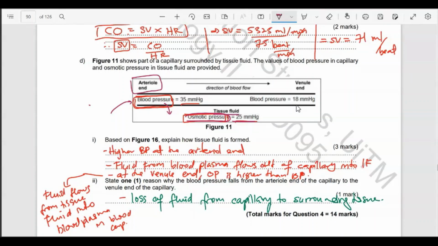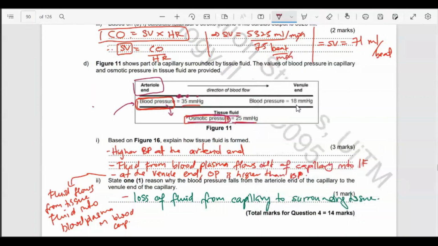So as you know, the feature of blood capillaries is that it is porous, it has pores. And it is also one-cell thick. So this causes the fluid, or the water from the plasma in the capillaries, to flow out of the blood into the tissue fluid. It becomes part of the tissue fluid or the interstitial fluid. Okay, so that is what happened at the atrial end.